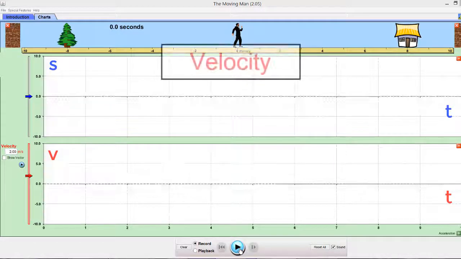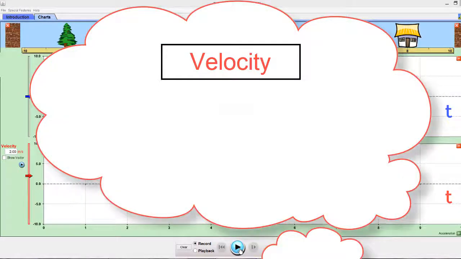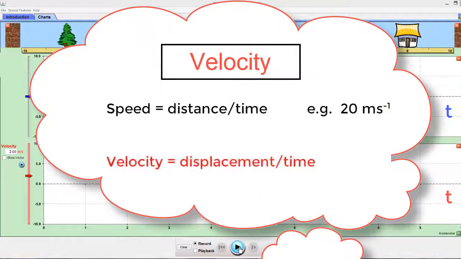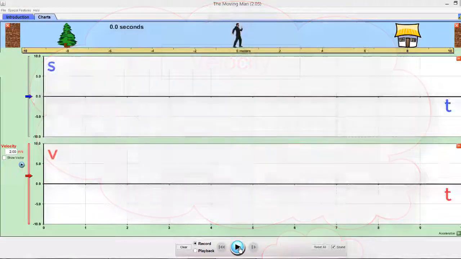So what's velocity? It's often confused with speed. The speed of an object tells us how fast it's going. Distance divided by time. For instance, 20 meters per second. Velocity, however, is displacement divided by time. This means that the direction of travel is important again. Velocity is a vector.